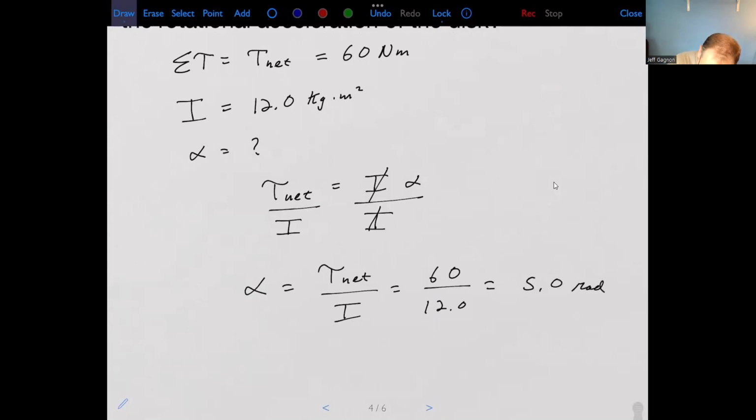radians per second squared. Okay, so basically to solve this problem, we just plugged into Newton's second law for rotations, the fact that the sum of the torques or the net torque equals I times alpha. Remember, this equation can also be written as the sum of the torques equals I times alpha. It's the same thing as net torque equals I times alpha. Okay, so that was straightforward. Next question.